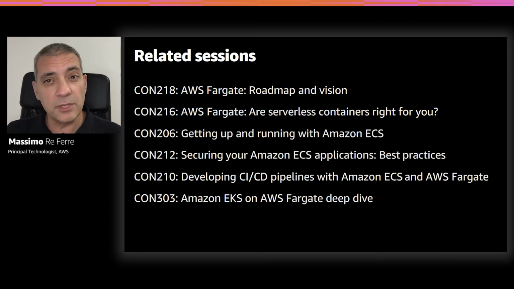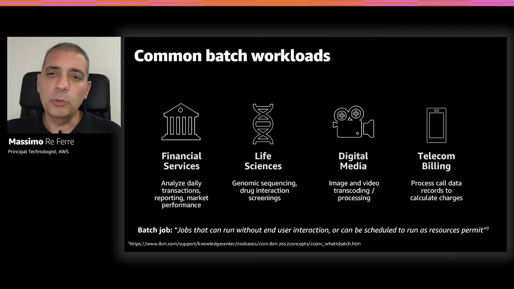We will have a few slides just to create a little bit of context and the baseline to start with, but we're not going to spend a lot of time describing what Fargate is and how Fargate works. We're going to spend more time on discussing how to run batch workloads on Amazon ECS and AWS Fargate. So what do we mean by batch workloads?